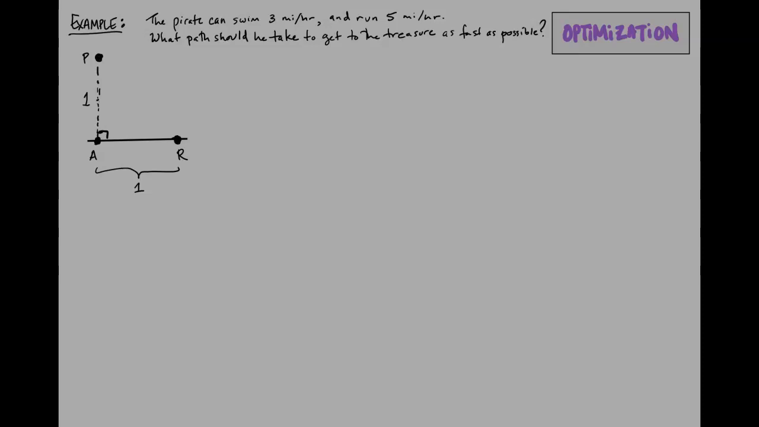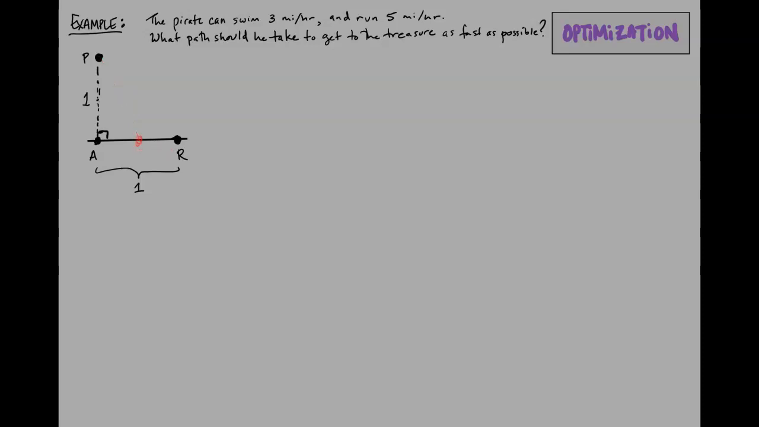Some, of course, are quite stupid and we don't have to consider them, like he could just spiral around like this until he gets to the treasure, but we're obviously not going to consider that. He's obviously going to follow straight line paths. The only question is where he is going to make landfall, because he could, after all, maybe swim halfway between A and R and then run a little bit.